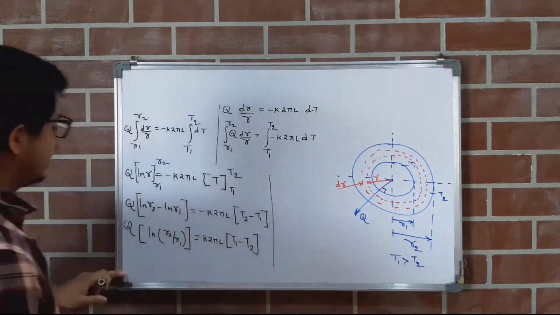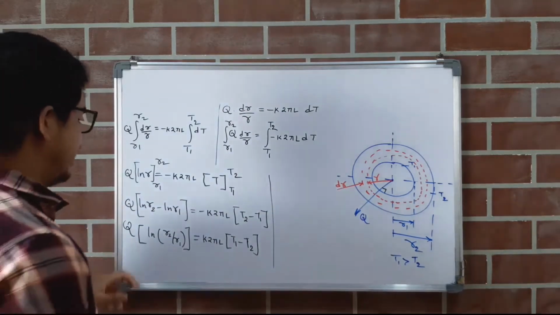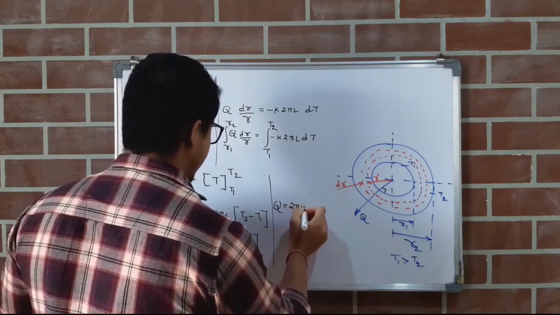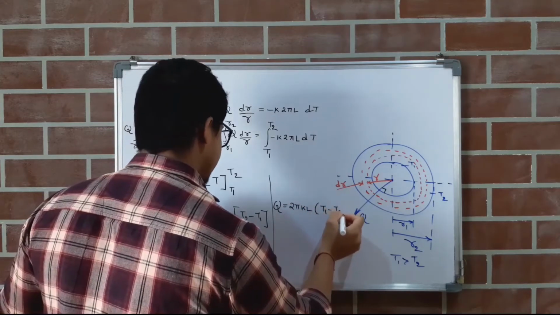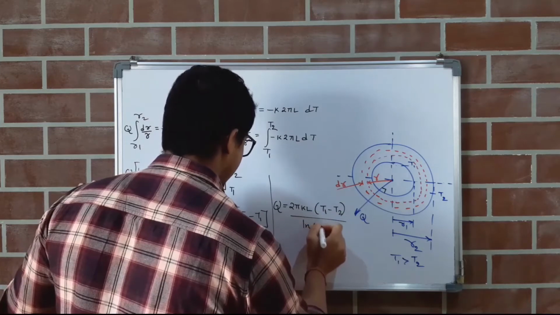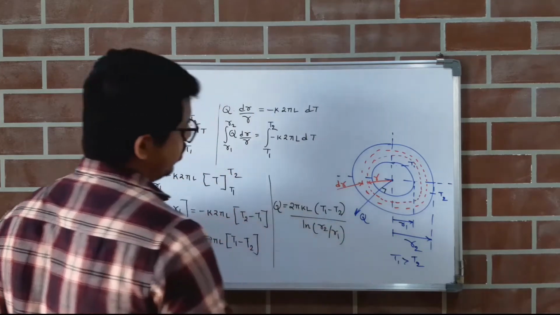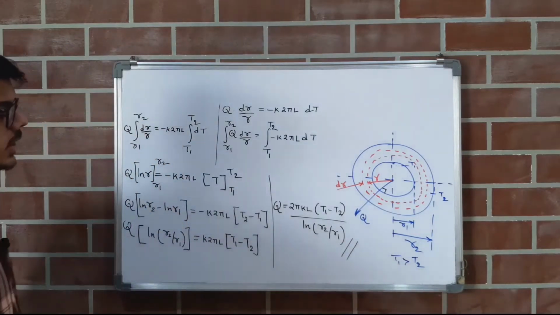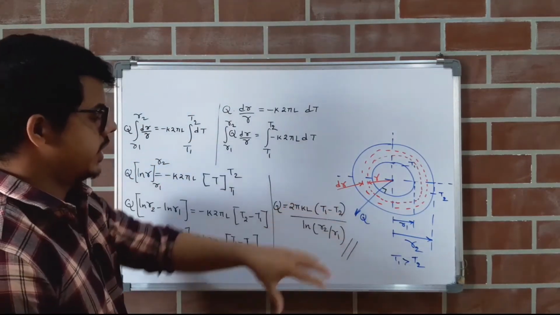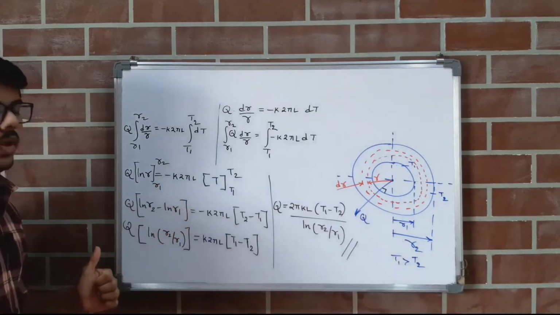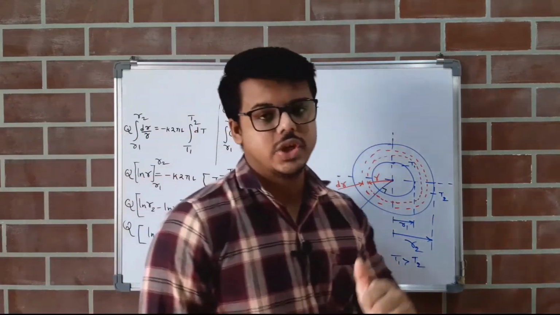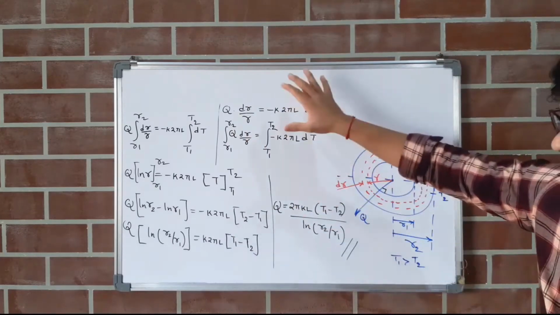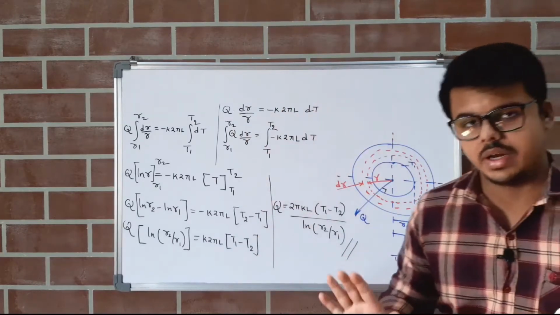So now we are getting our beautiful equation of q. So q is equal to 2 pi k L into t1 minus t2 upon ln of r2 upon r1. So this is our equation, that is heat conduction in case of hollow cylinder. This same equation we got in the previous video when we discussed this derivation by the general heat conduction method. So now I hope you got the whole derivation clearly.